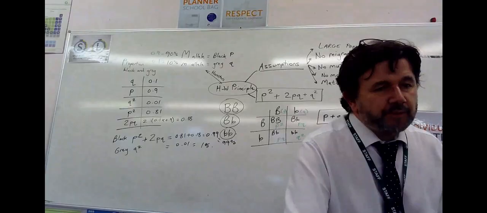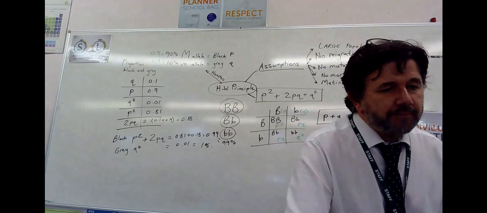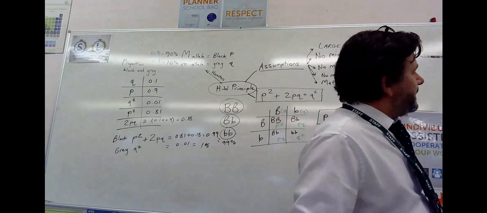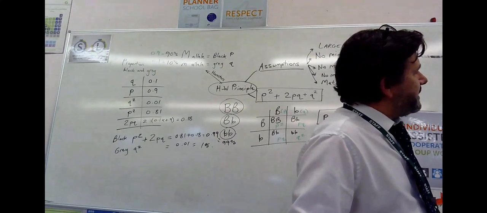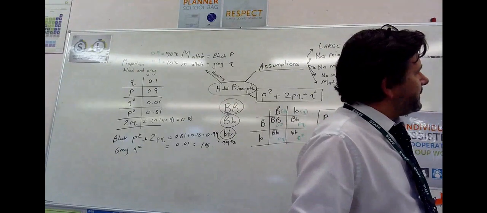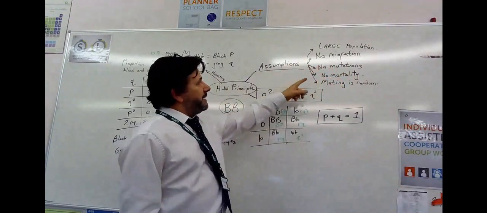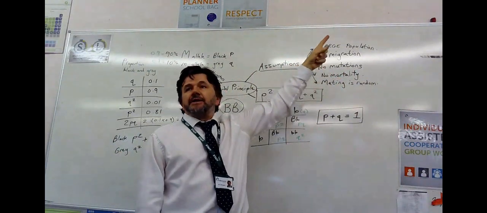If you would like a bit more help with that, DrBiology has done a Hardy-Weinberg video. I've done quite a large Hardy-Weinberg video, and there are other examples there as well that you could work through. Oh, sorry, another few assumptions I forgot, by the way. Mating is random. And also, there's a large population.